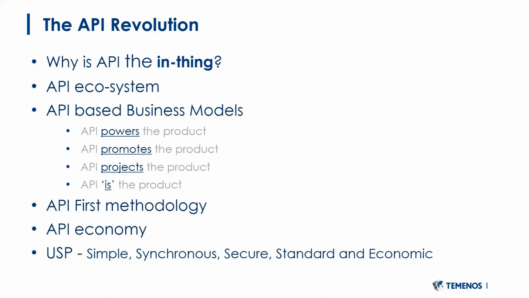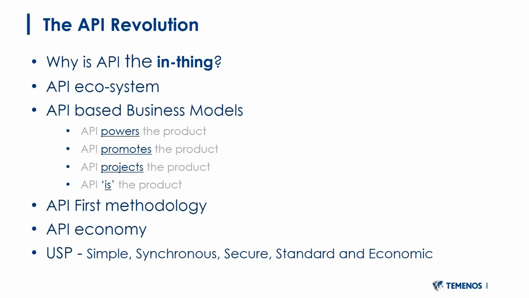The second model is API promotes the product. So this is when you offer an API that can be accessed by third parties to use your data that will generate interest in your product for consumers. The third model is API projects your product. This model is when you allow third parties to experience your product or integrate with it such that you get indirect or direct benefits out of it. Open banking is one good example of this.